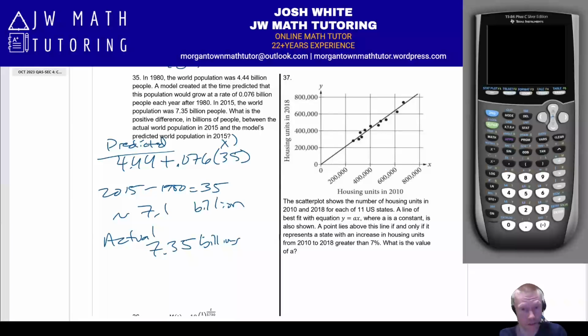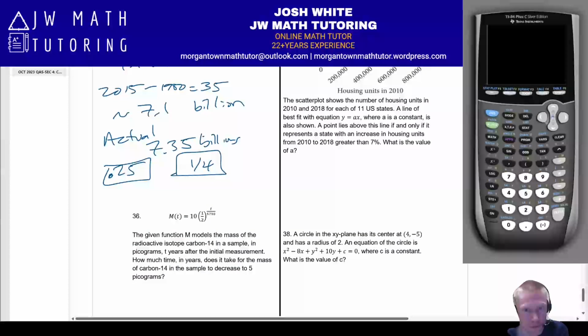So what's the difference? Well, just 7.35 minus 7.1. So it's just 0.25. And they want it in terms of billions. So you just leave it 0.25. So you could grid that in as a correct answer, or you could also do it as its equivalent fraction, which is 1/4. And that's it. That's all you need to do for that problem.